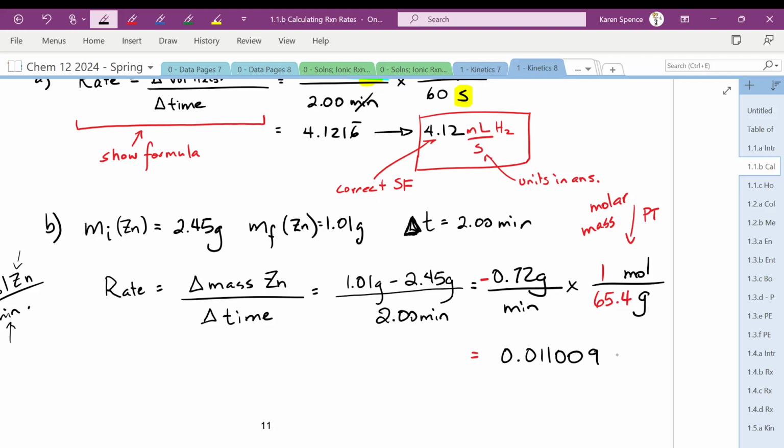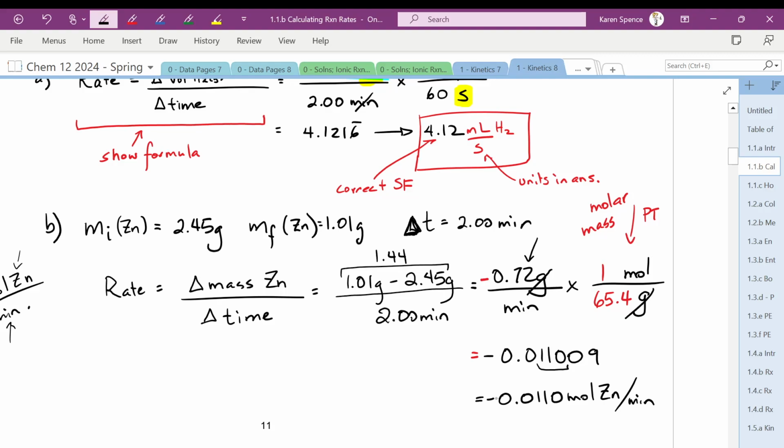Now, how many sig figs should we actually have here? We should have 3, because even though this is a 0.072, that's just what my calculator spat out, if we were to look at this, this is 1.44, that has 3 sig figs, yes? So we should still have 3 sig figs in our final answer. So we have 1, 2, 3, so that's going to be 0.0110. And then the only units we have left are moles of zinc per minute. And it should be negative.